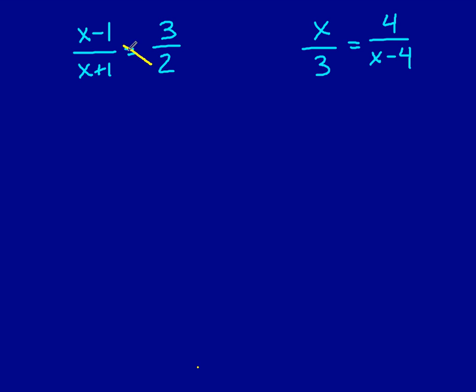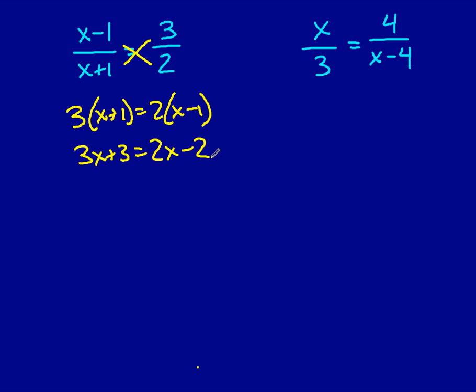In this one, when you cross multiply, nothing much changes. I would get 3 times this quantity x plus 1 equals 2 times the quantity x minus 1. And I would need to distribute these in the same way. I would get 3x plus 3 equals 2x minus 2. And I need to try to solve for x.